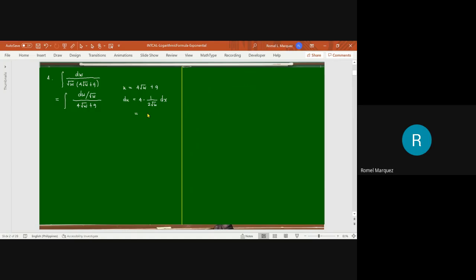Simplifying, this gives us dw times 2 over the square root of w. Okay? So what do we need, guys? What do we need in the numerator?